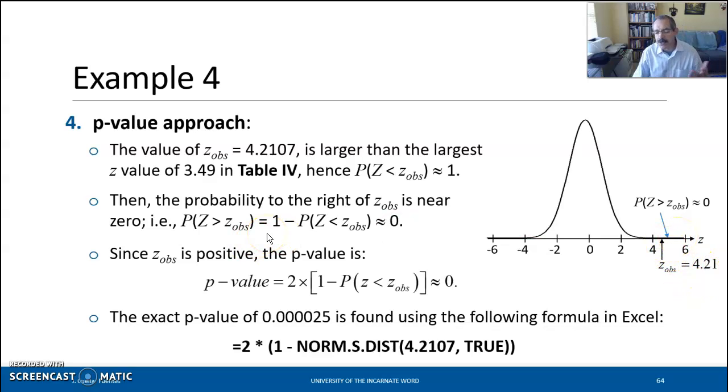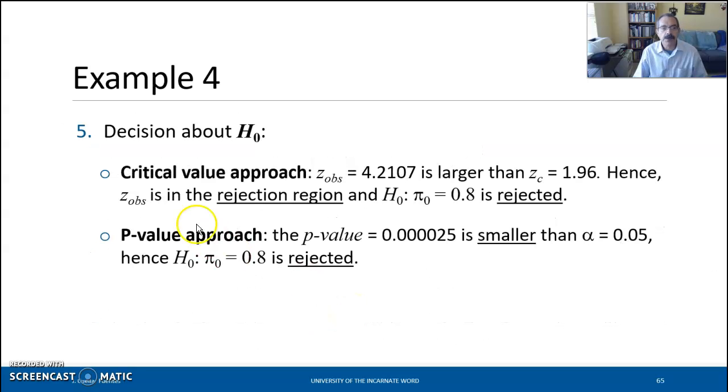So since the z observed is positive, we're going to use the rule we established for calculating the p-value. That will be 2 times 1 minus the probability to the left of the z-observed value, because we determined that that's practically 1. 2 times that difference is practically 0. And if you want to find the exact p-value, it's actually 0.000025, practically 0.